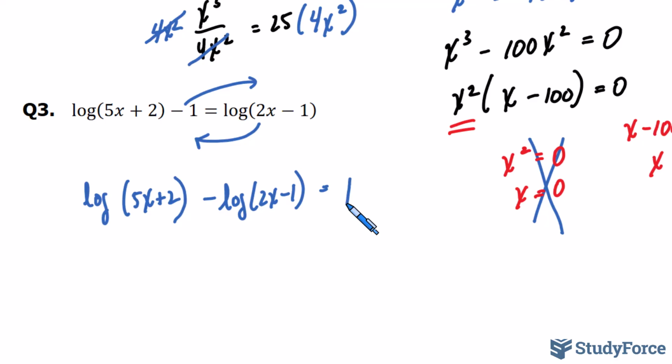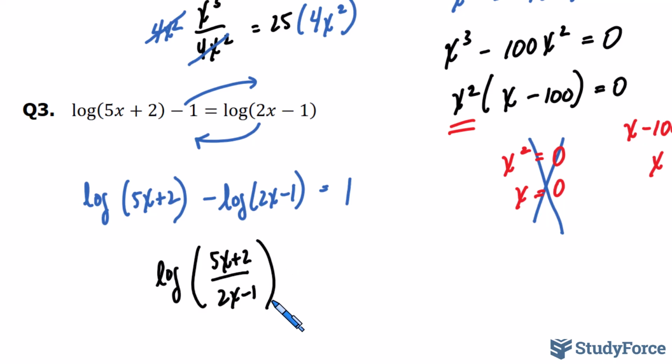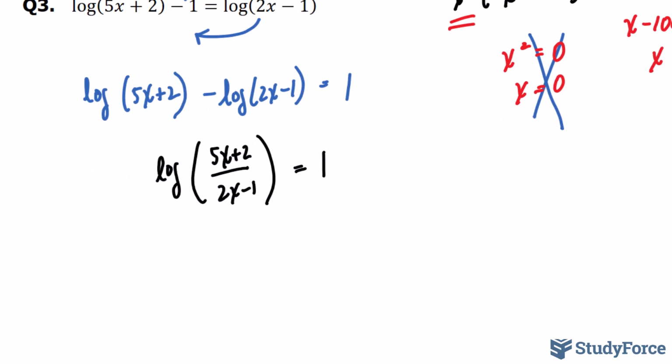Applying the logarithmic property involving subtraction, we end up getting log of 5x plus 2 as the numerator and 2x minus 1 as the denominator. And that's equal to 1. I'll raise both sides of the equation, again, using the same approach as before, as exponents to the base 10. 10 to the power of 1 is 10, and those cancel out.